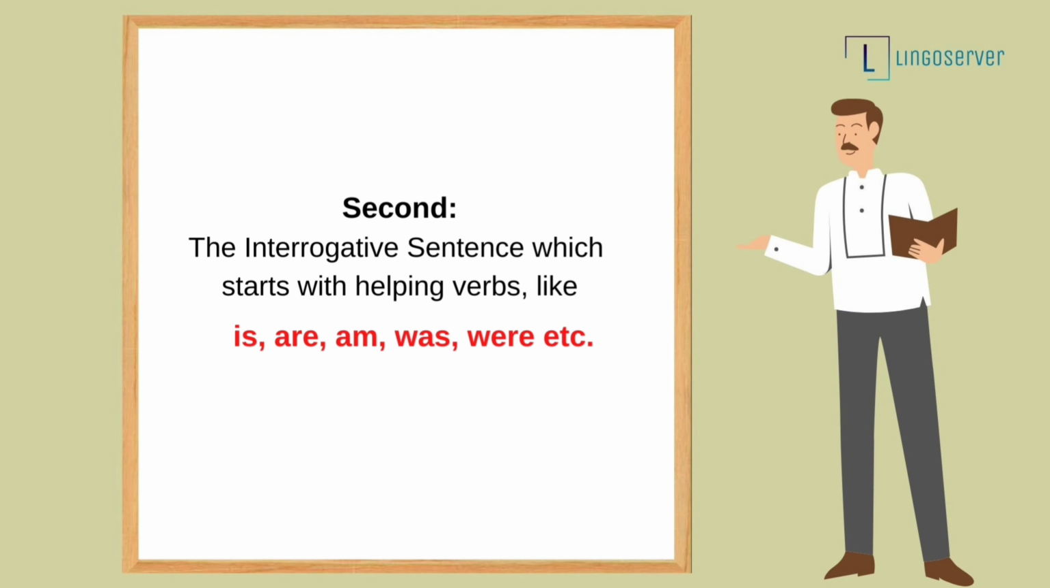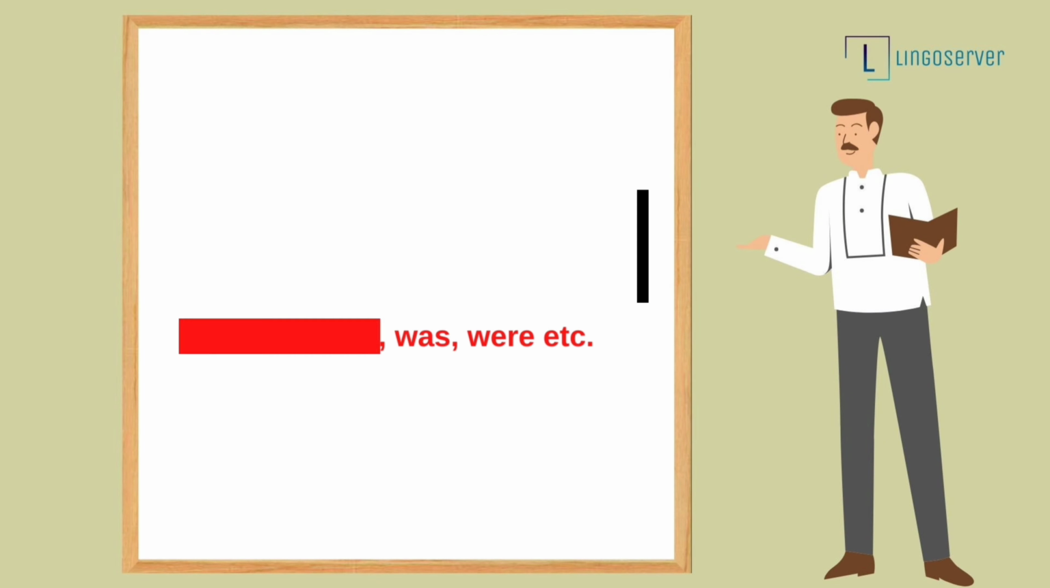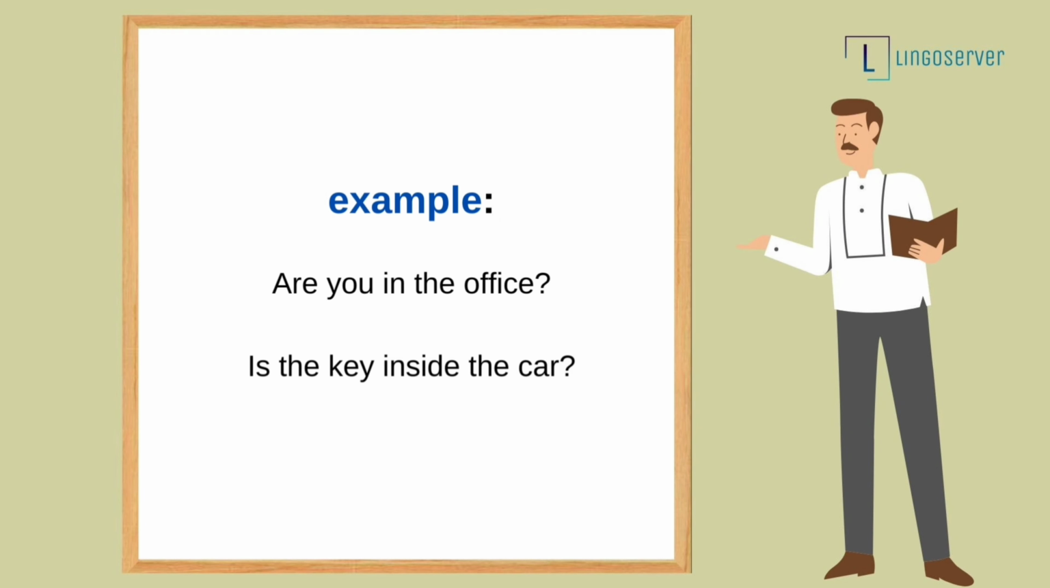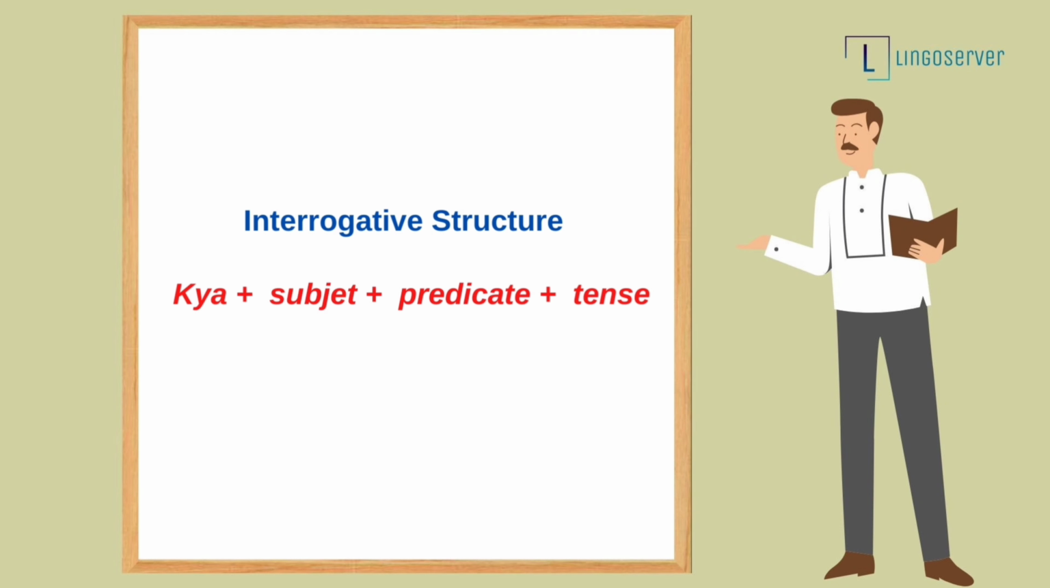And now the second one, the interrogative sentence which starts with helping verbs like is, are, am, was, were, etc. As we say, are you in the office? Is the key inside the car? In this case, the interrogative structure in Urdu will be as follows: क्या plus subject plus predicate plus tense.